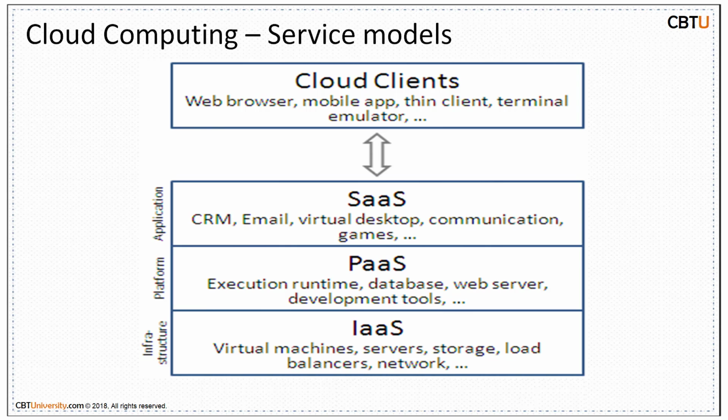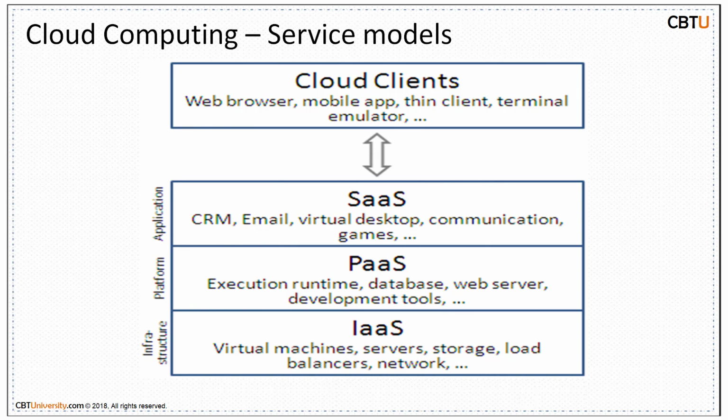We have mainly three service models for cloud computing. At the infrastructure level, we have Infrastructure as a Service. This includes virtual machines, servers, storage, load balancers, network, etc. The next layer is at the platform level. It is Platform as a Service, PaaS. This includes execution runtime, database, web server, development tools, etc.